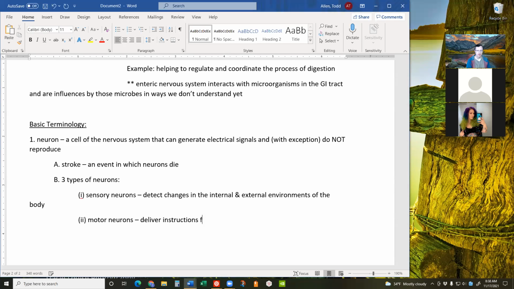So they deliver instructions from the central nervous system to effectors. And again, those effectors are going to be some type of muscle or gland, right? Some type of muscle or gland.